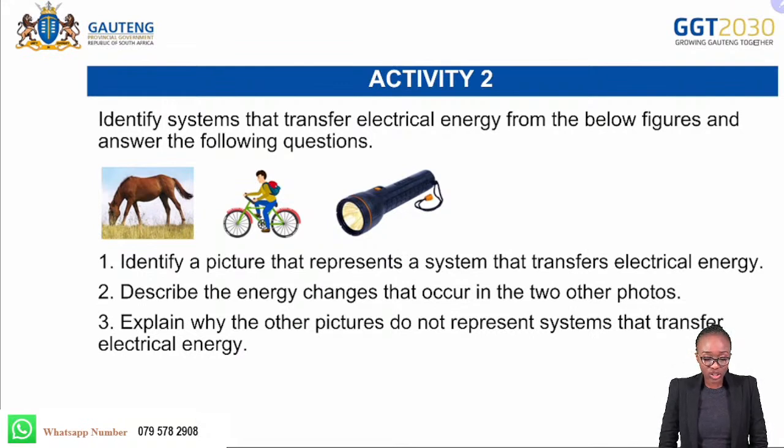The first question is identify a picture that represents a system that transfers electrical energy. The second question is describe the energy changes that occur in two other photos, and then explain why the other pictures do not represent systems that transfer electrical energy. I'm going to give you 5 minutes to answer these questions, and then after 5 minutes, we'll look at the solutions together. Keep on sending in those responses. See you after 5 minutes.